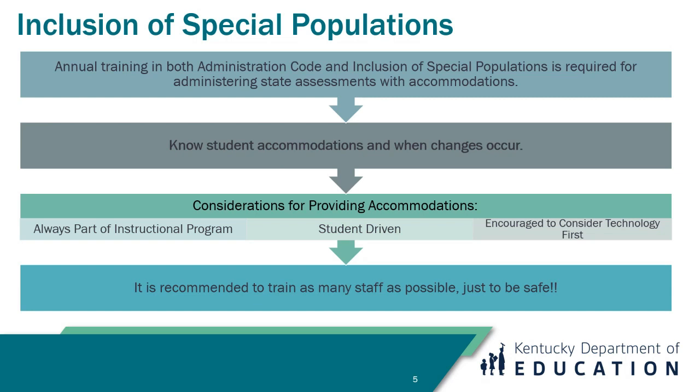Additionally, once changes are implemented, ensuring that the student's accommodation is securely locked down is vital to avoid any discrepancies during the assessment process. The inclusions of special populations training, which provides detailed guidance on these matters, can be accessed on the KDE website. By completing these trainings, educators and administrators can stay informed and equipped to navigate the complexities of student accommodations and ensure a fair assessment experience for all.